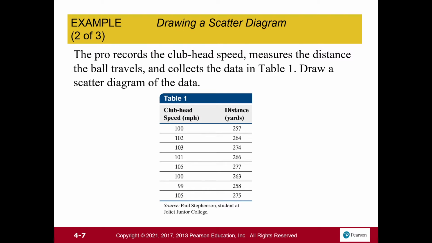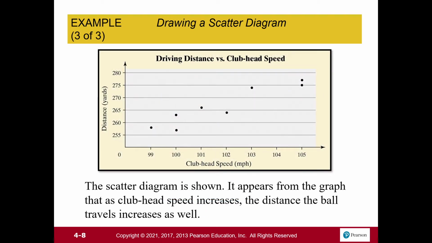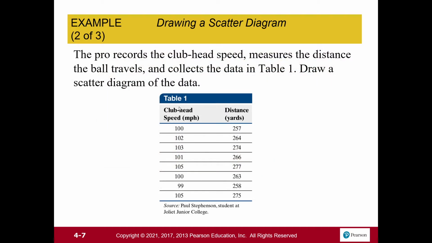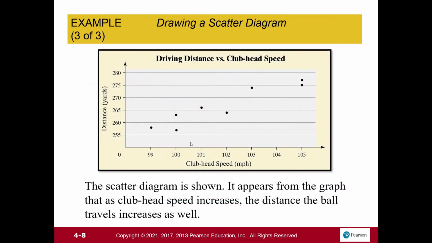The club head speed has been recorded and the distance in yards has been recorded. And now what we do is plot a nice scatter diagram or scatter plot. Notice we can actually plot this using the Texas Instruments TI-84. We would enter the data in a list, list 1 for club head and list 2 for distance, and then go into the stat plot menu and graph this, and this is what it would look like. We'll probably demonstrate this later.